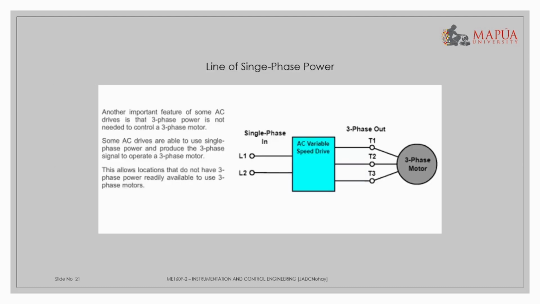Use of single phase power. Another important feature of some AC drives is that three-phase power is not needed to control a three-phase motor. Some AC drives are capable of using single phase power and producing a three-phase signal to operate a three-phase motor. This allows locations that do not have three-phase power readily available to use three-phase motors.